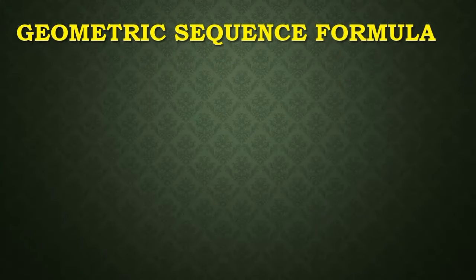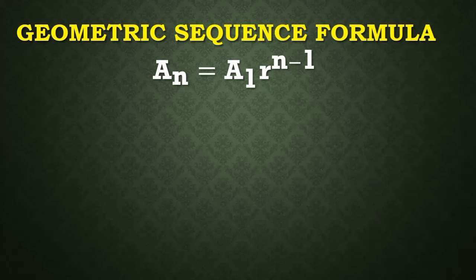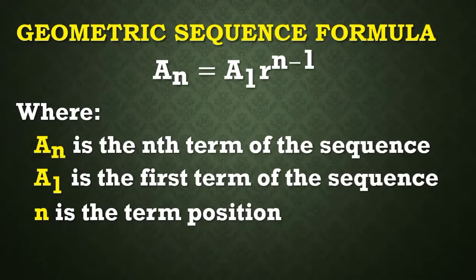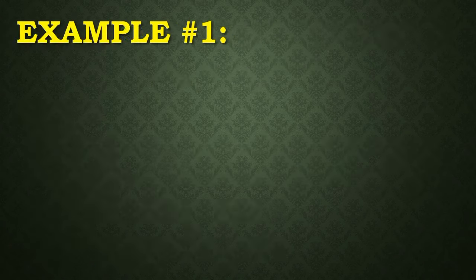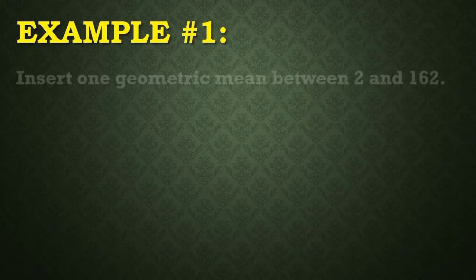So, let's have the geometric sequence formula. This is still what we will use in getting the geometric mean or geometric means. So, a sub n is equal to a sub 1 times r raised to n minus 1. And the meanings of those variables remain the same, they did not change. So here, since we are talking about geometric means, what we will find is the common ratio. So let's have the first example.